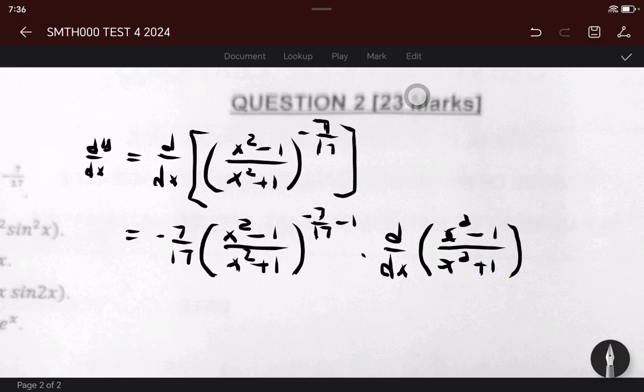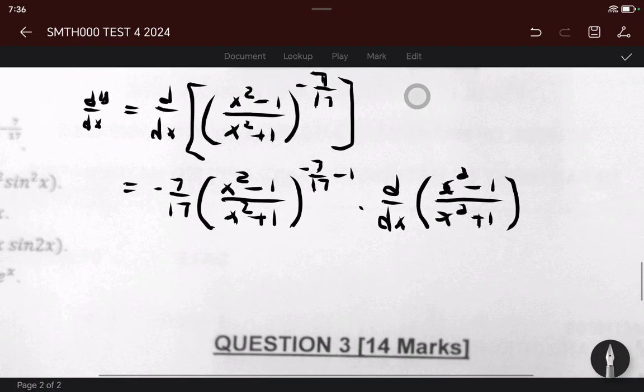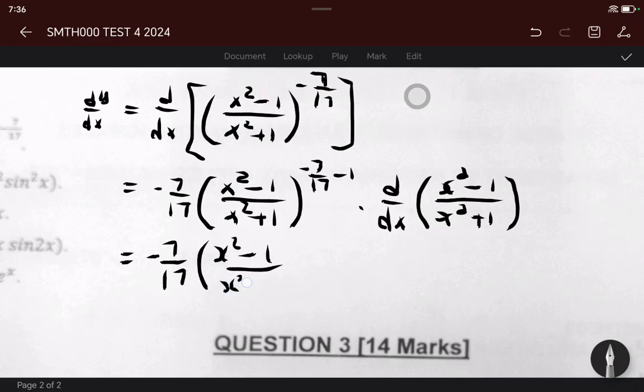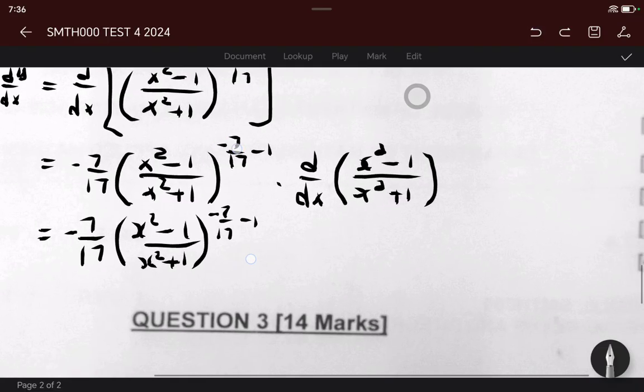Though there's a simpler way to approach this, I'm also going to show you the simpler way. So this will just be minus 7 over 17, x squared minus 1 over x squared plus 1, minus 7 over 17 minus 1. So you can just try to find what that is. When we check this, we must use the quotient rule.